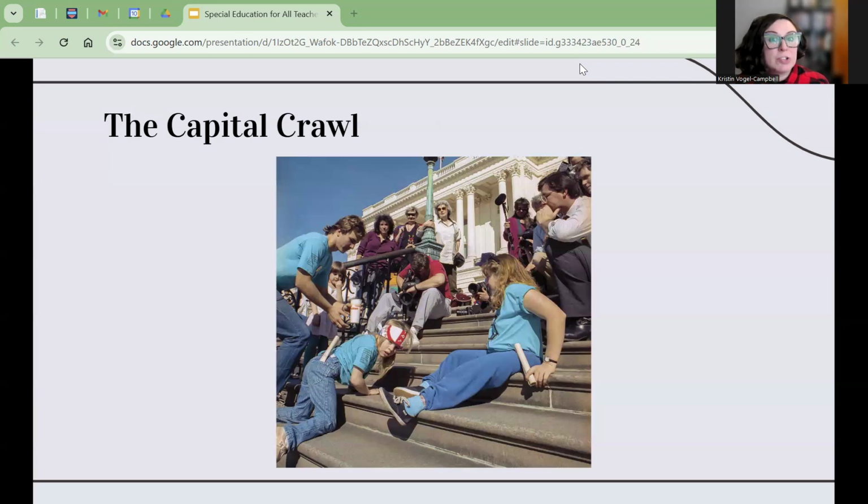Just 4 months later, on July 26, 1990, the Americans with Disabilities Act was signed into law by President George H.W. Bush. So the Capitol Crawl remains a defining moment in disability activism, symbolizing the fight for equal rights and accessibility.